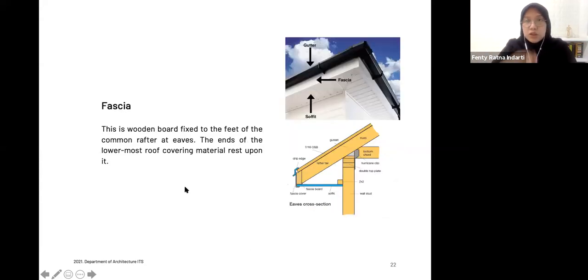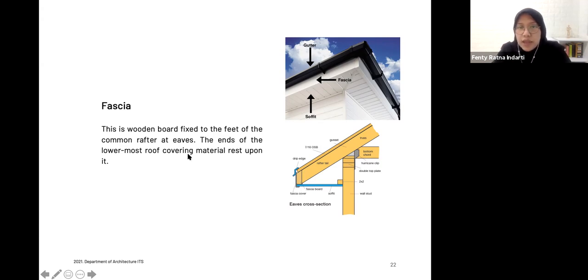And then we have the fascia. This is a wooden board fixed, well, it doesn't have to be wooden, it can be anything, but it is the surface located at the feet of the common rafters at the eaves. So the location is at the eaves. Here, this is the fascia cover.